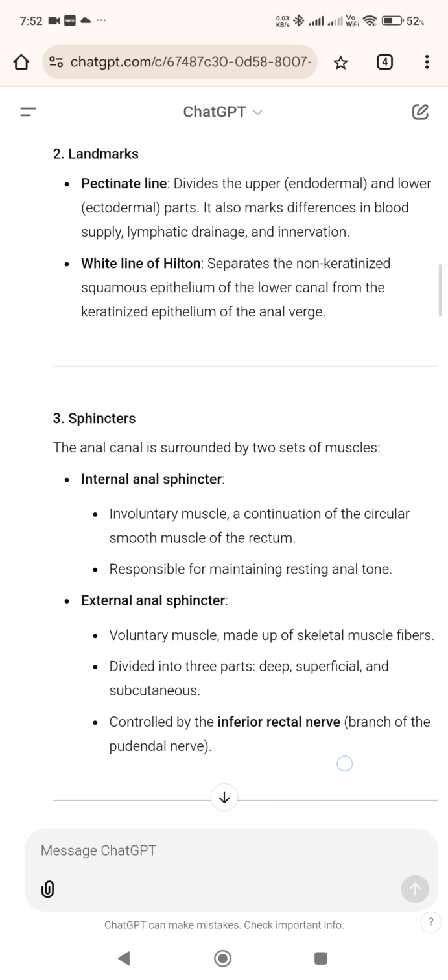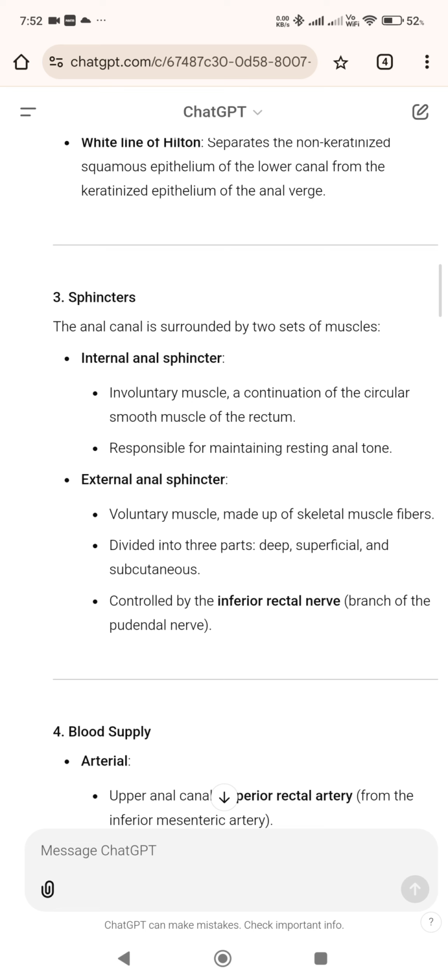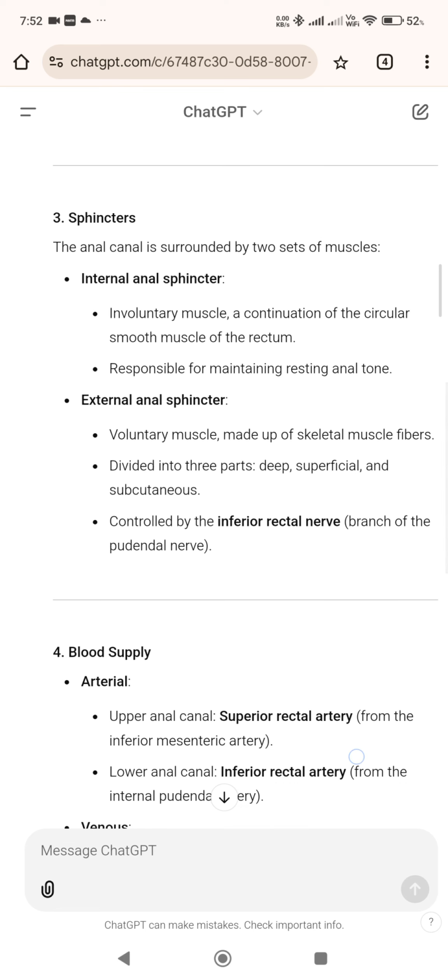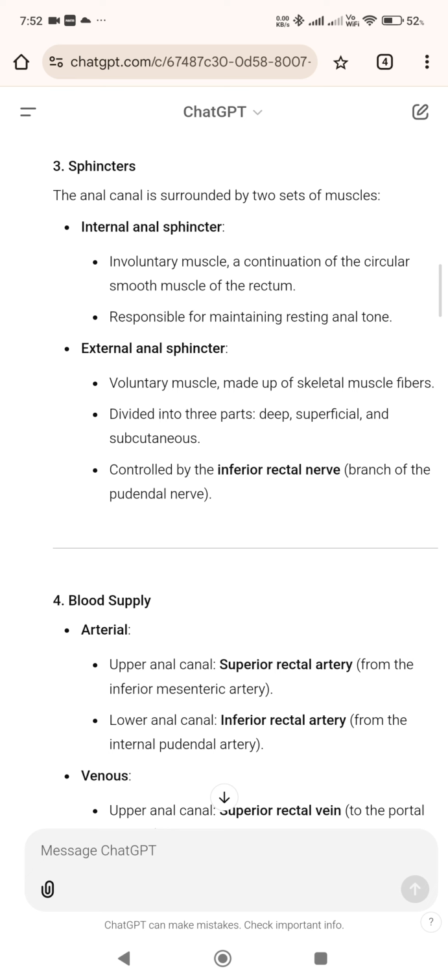3. Sphincters. The anal canal is surrounded by two sets of muscles. Internal anal sphincter, involuntary muscle, a continuation of the circular smooth muscle of the rectum, responsible for maintaining resting anal tone. External anal sphincter, voluntary muscle made up of skeletal muscle fibers, divided into three parts, deep, superficial, and subcutaneous, controlled by the inferior rectal nerve, a branch of the pudendal nerve.